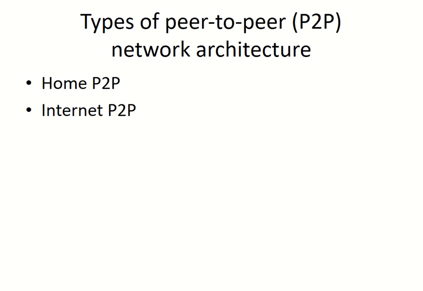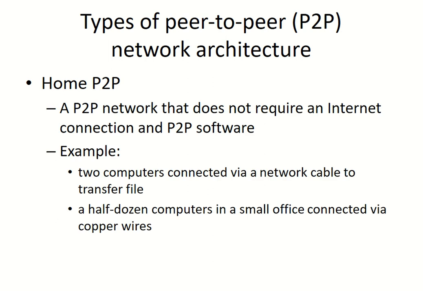There are two types of peer-to-peer network architecture. First, home P2P or peer-to-peer, and another one is internet peer-to-peer. Look at home peer-to-peer first. A peer-to-peer network that does not require an internet connection and P2P software. For example, two computers connected via a network cable to transfer files, or a half dozen computers in a small office connected via copper wires. Sometimes it doesn't require an internet connection for this kind of network architecture.